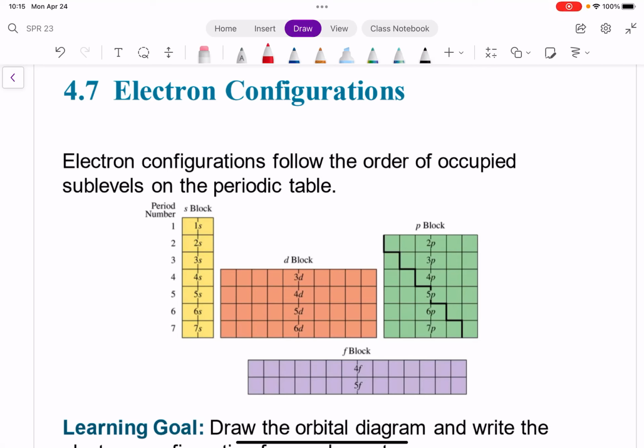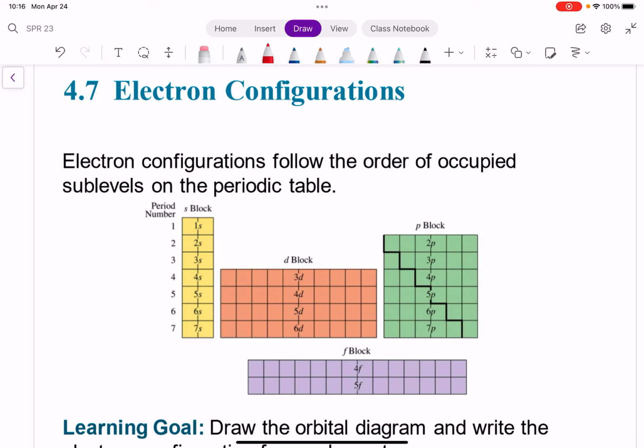In this video, we're going to continue talking about electrons, and we're going to learn how to draw something called an orbital diagram and something called an electron configuration for elements. So electron configurations follow the order of occupied sublevels on the periodic table. So what the heck does that mean?